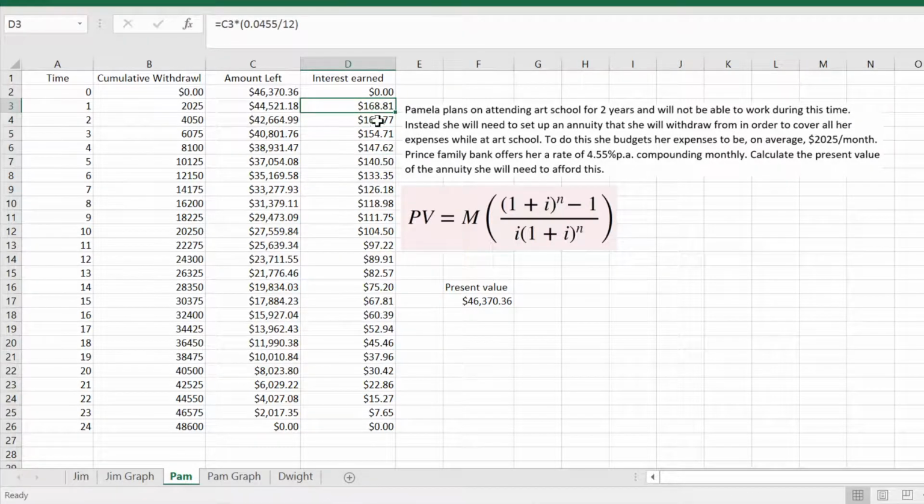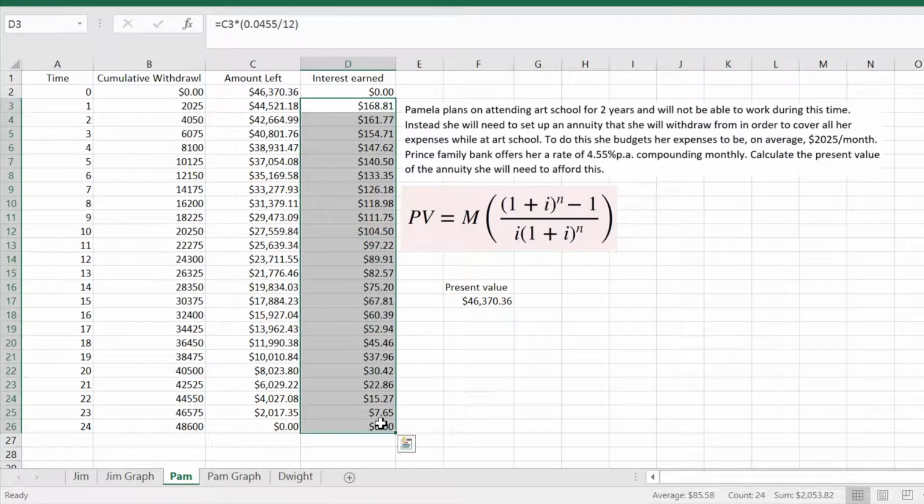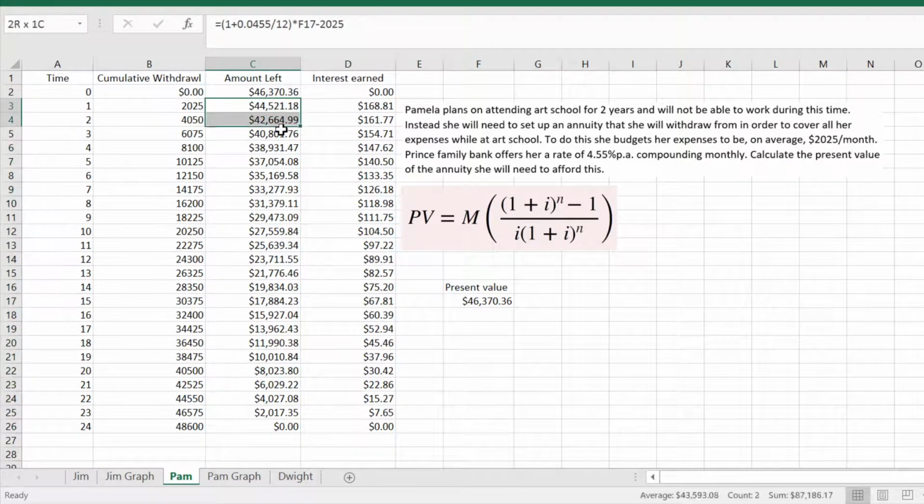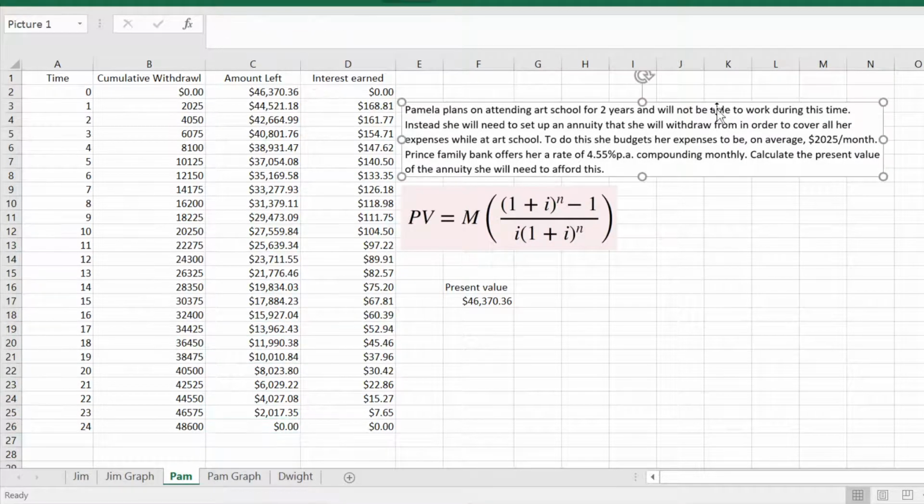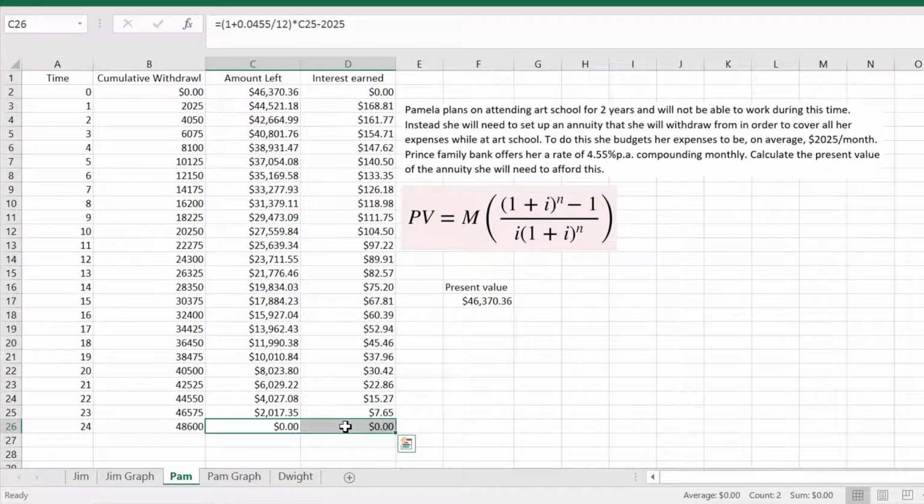So the reason that the interest earned on it is getting smaller and smaller is because, remember, for each of these formulas, notice at the very end of each of them, notice how I'm subtracting $2,025 from my final answer. Okay, the reason I'm doing that is because she needs $2,025 to pay her bills while at art school. So this is, again, another example of an annuity. And at the end of the 2 years, she runs out of her little slush fund to help support her while she was at art school. Okay, so there's our final answer for that one.